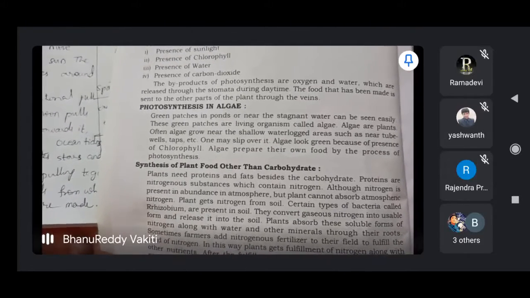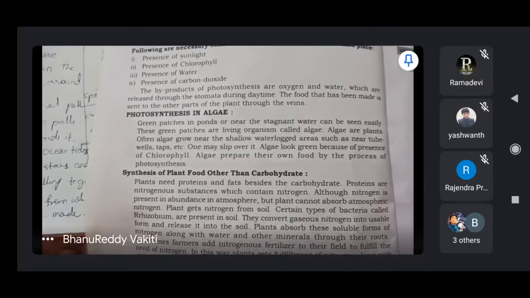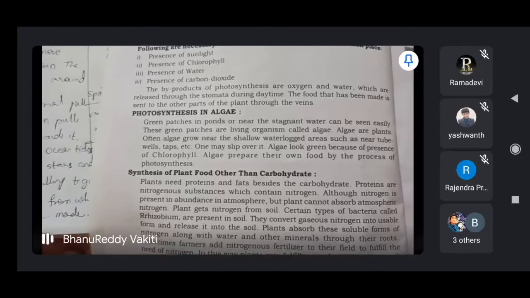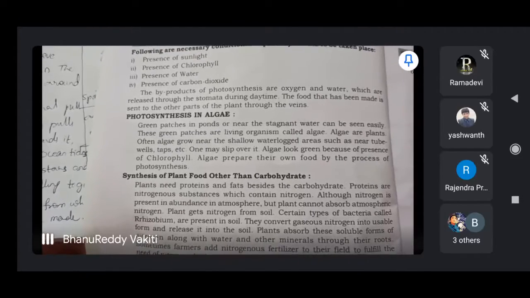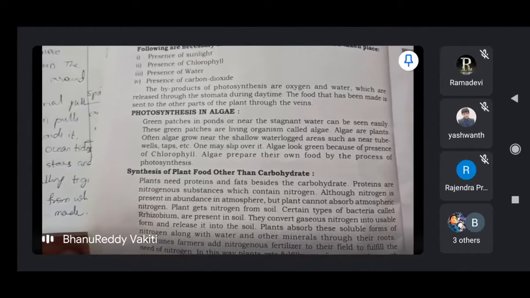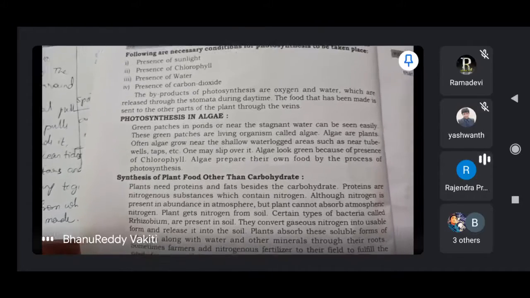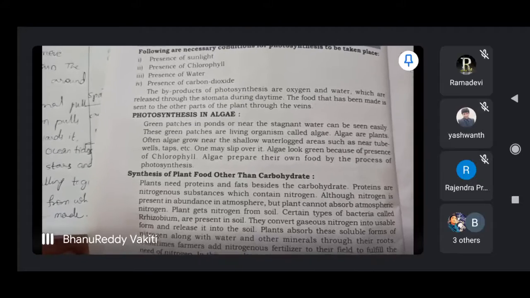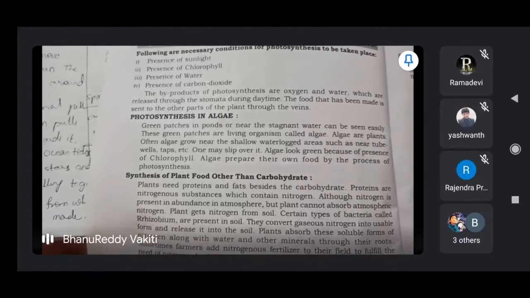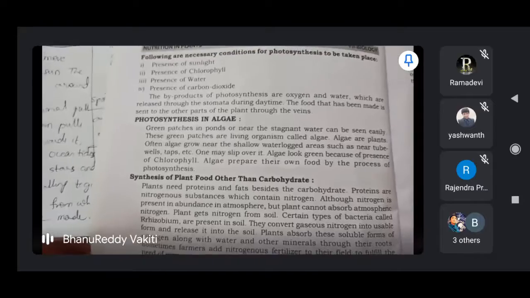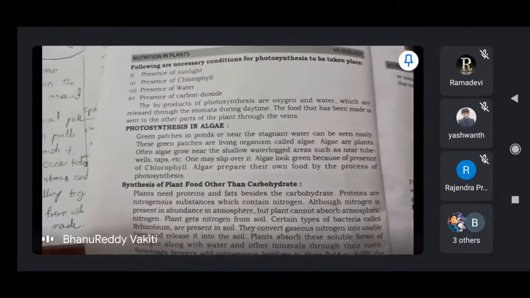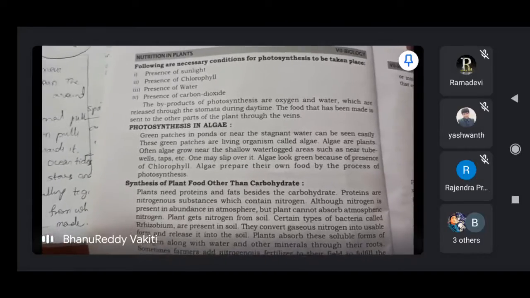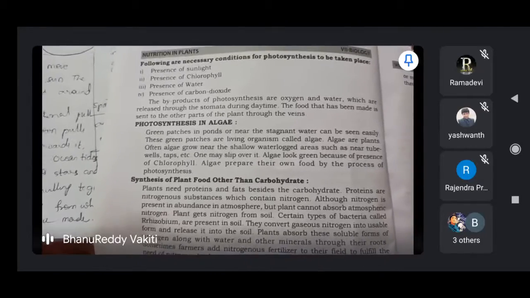Green patches in ponds are near the stagnant water. Did you observe them anywhere? Observed or not? They can be seen easily. These green patches are living organisms called alga. Half of the oxygen in the atmosphere is coming from the alga only. We are studying from childhood onwards that oxygen is given by plants, but half of the oxygen is given by alga only.